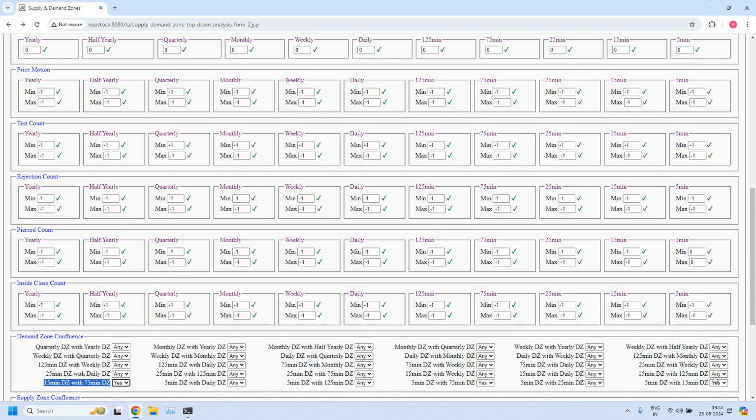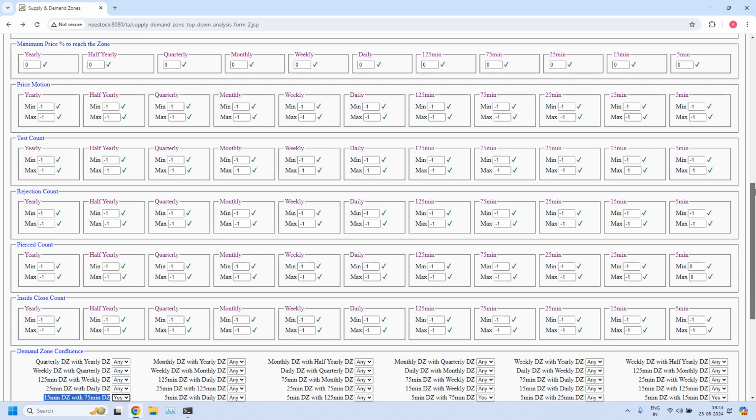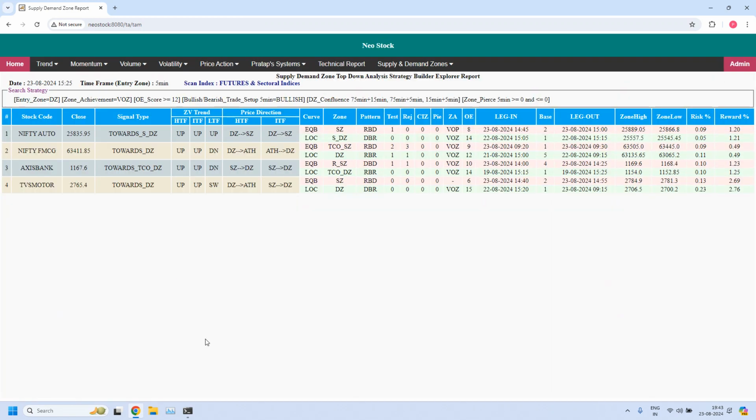Now all the three, that is LTF, ITF, HTF. That is 5 minutes with 15 minutes, 5 minutes with 75 minutes, and 15 minutes with 75 minutes. That is LTF, ITF, HTF. 4 stocks are filtered. In all the 4 stocks, 75 minute zones are uptrend.